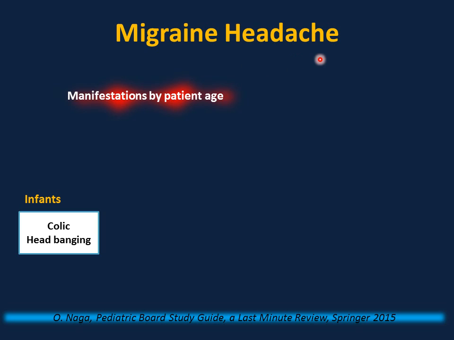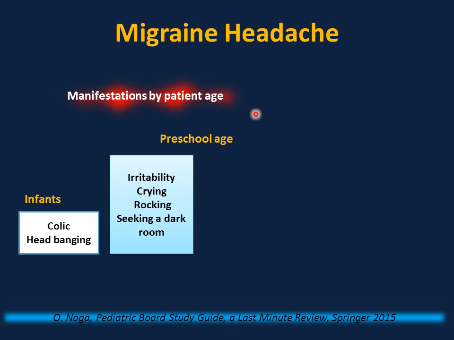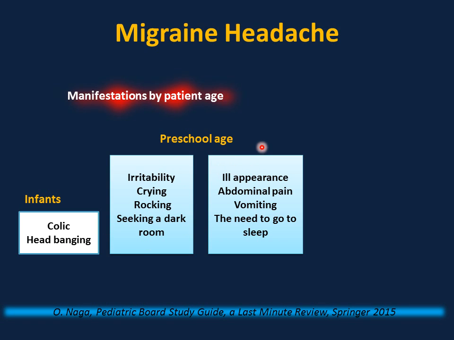Clinical presentation of migraine headache varies by age. Migraine headache can present as early as during early infancy with infantile colic. If the colic is exaggerated more than usual, ask if the mother herself is having migraine headache. This can explain why the infant is suffering so much from infantile colic. In older infancy it may present with head banging. In preschool age it may present with irritability, crying, rocking, seeking a dark room. Also may present during preschool age with ill appearance, abdominal pain.